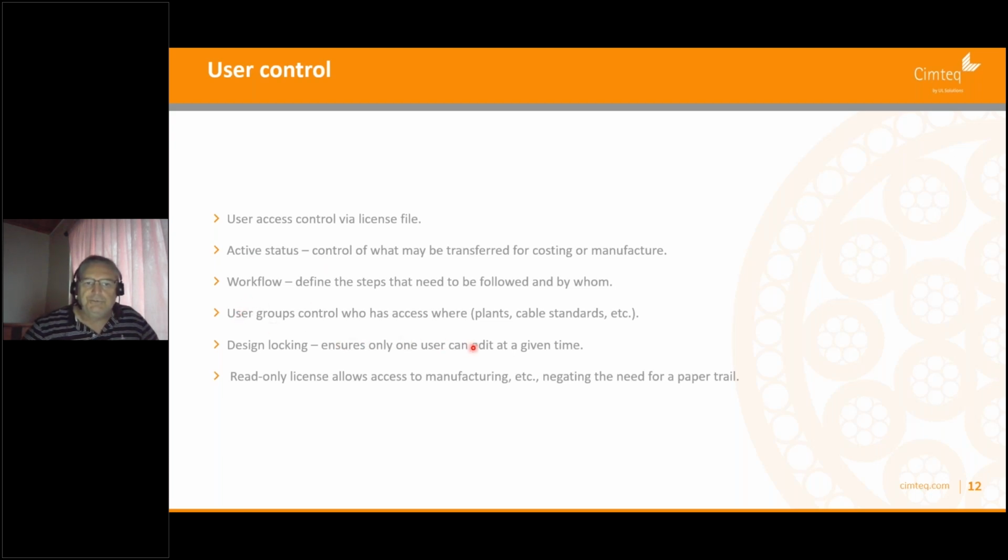User groups control who has access where. I think I mentioned that earlier. I jumped the gun. So you can say that this designer may work on that cable standard only, this designer on that standard, etc. Design locking.